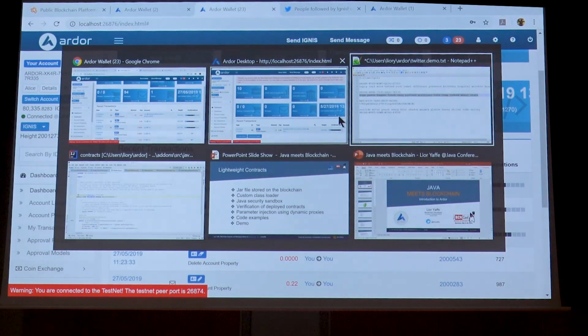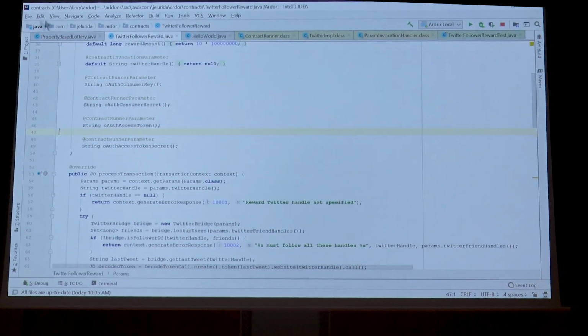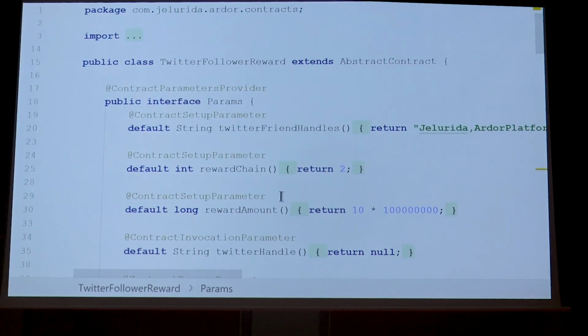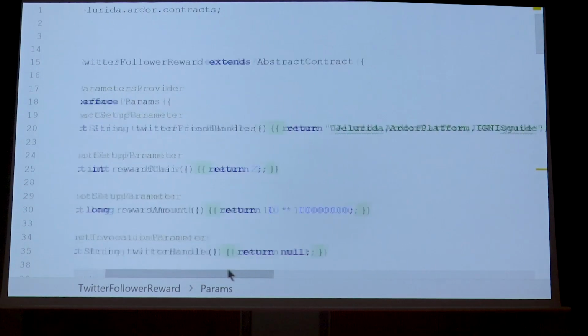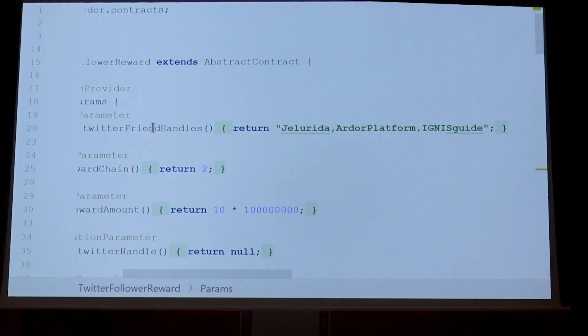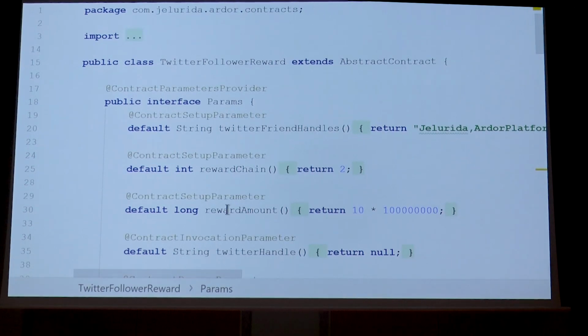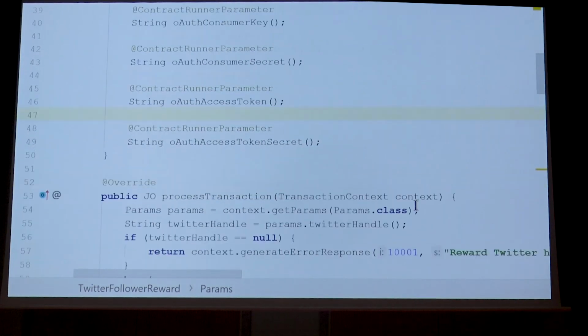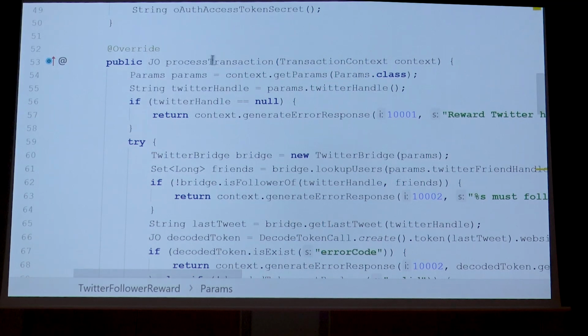Okay, so let's look a little bit at how this magic happens. If you really want to experiment with it, this is exactly the type of contracts we will develop in our workshop on Wednesday. So you can see that the contract has set up parameters. For example, the Twitter friend handles that it monitors. Okay, this is our Twitter handle accounts. The amount of tokens to reward, all kinds of things. It's activated by transaction.